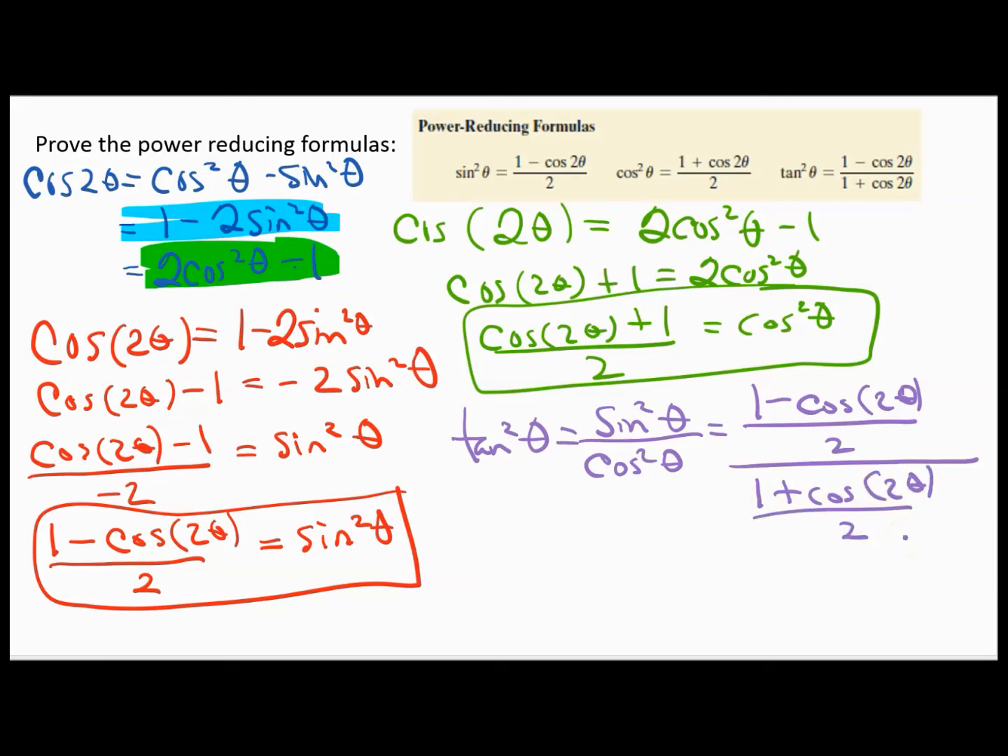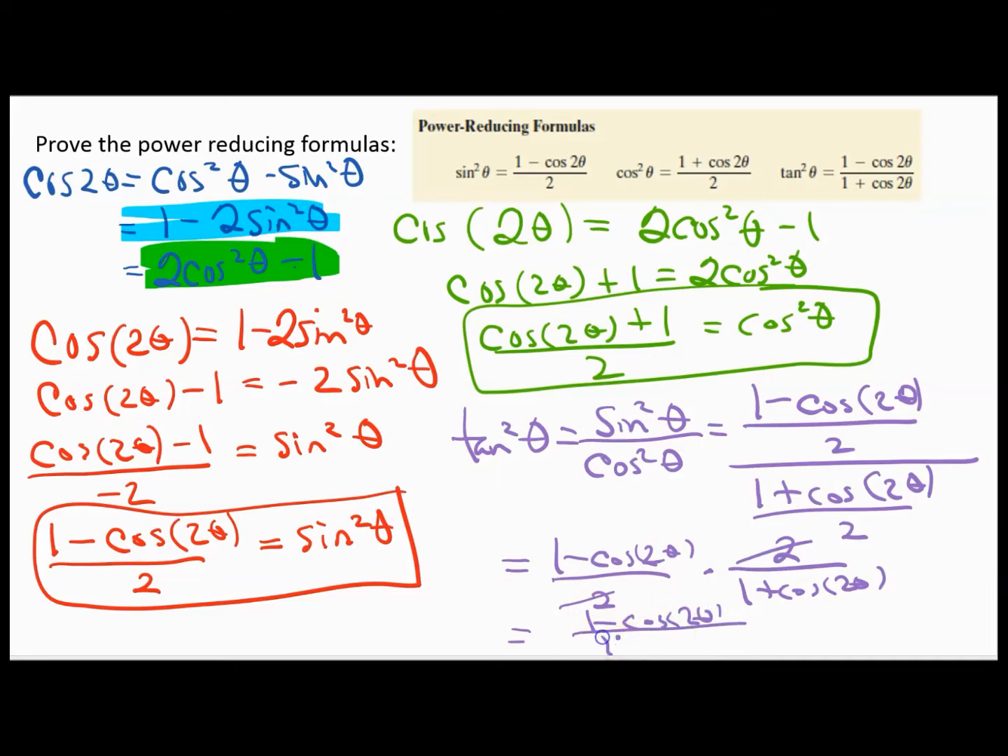My next step would be to invert our fraction that we're dividing by and multiply. That would give me an equivalent statement of 1 minus the cosine of 2 theta over 2. Flip this guy, 2 over 1 plus the cosine of 2 theta. And that's equivalent to, the 2's cancel, 1 minus the cosine of 2 theta over 1 plus the cosine of 2 theta. And that is the end of that.